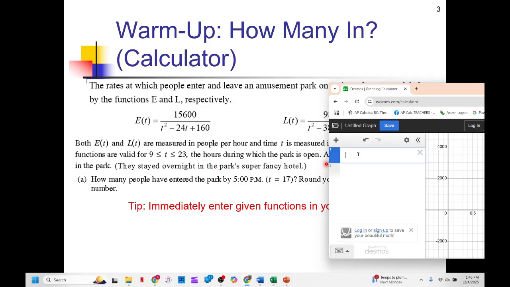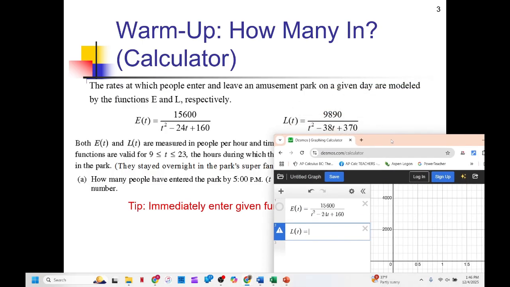All right, so let me go to my calculator and follow my own advice. Let me do my E function, E of t equals the fraction 15,600 over t squared minus 24t plus 160. And I don't need to graph it necessarily, so let me just deselect that. Let me also enter my L function, and that is 9890 over t squared minus 38t plus 370. And again, I don't necessarily need to graph that.